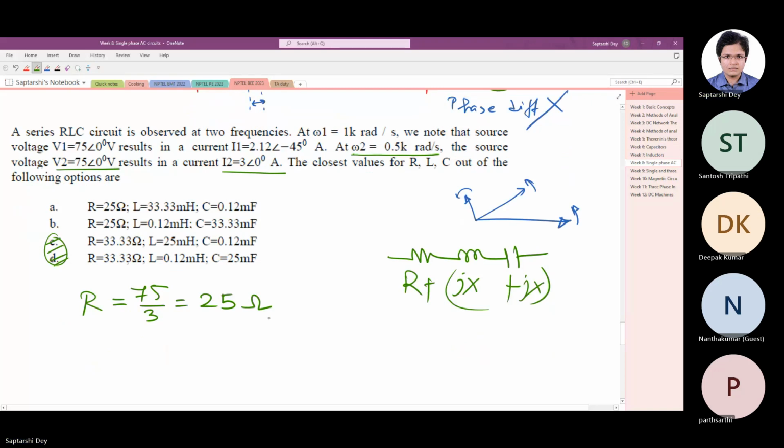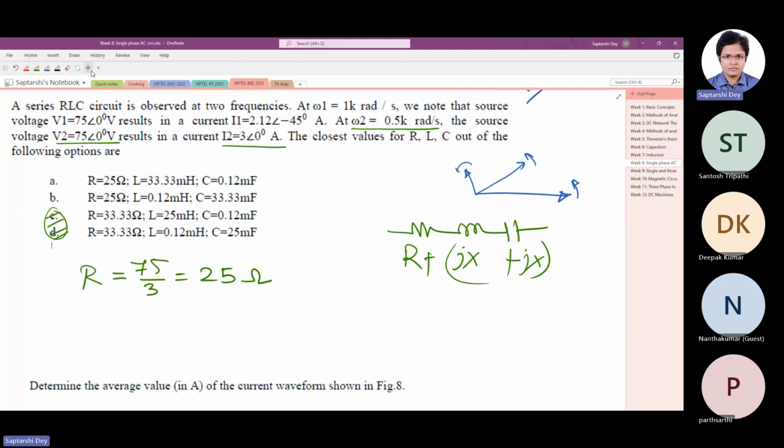It's I1 angle minus 45 degrees. So at that frequency, definitely the circuit is inductive. Has to be, because at half radian per second it resonates. Now I am operating at a frequency higher than the resonant frequency, so inductor dominates.